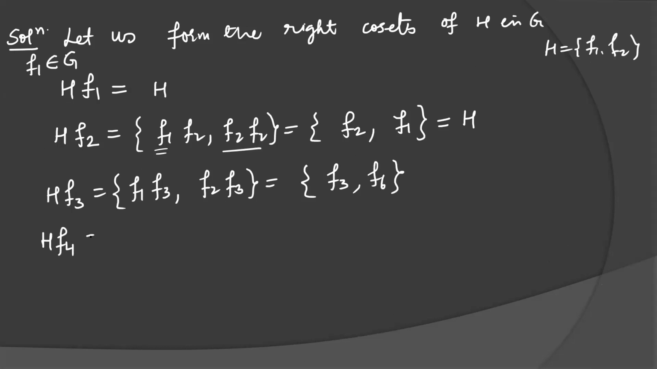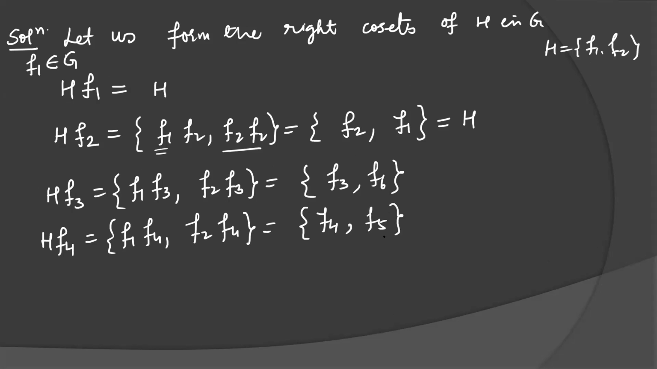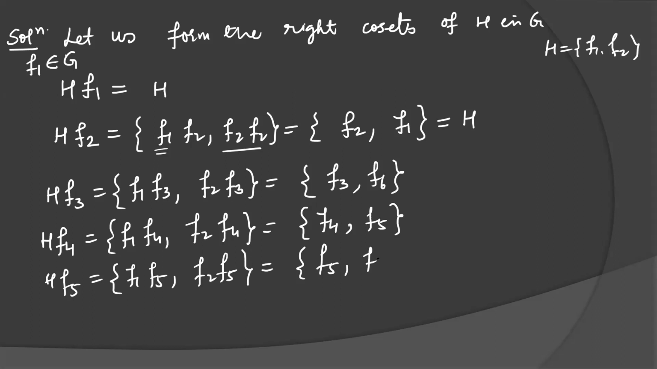Then HF4: F1 F4, F2 F4, it will be equal to F4 comma F5. Okay. Then HF5, it will be F1 F5 comma F2 F5. Multiply F2 F5. F1 F5 will be F5 only. It will give you F4. That is equal to HF4 only because the elements are same.